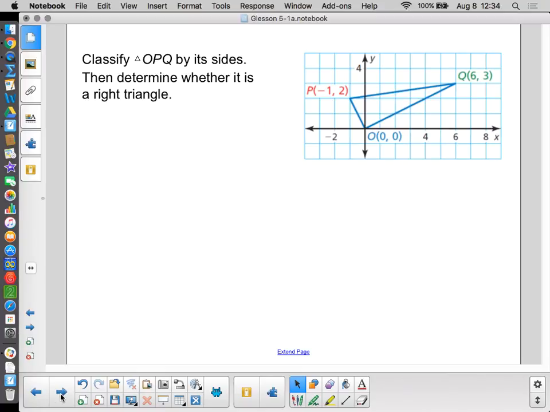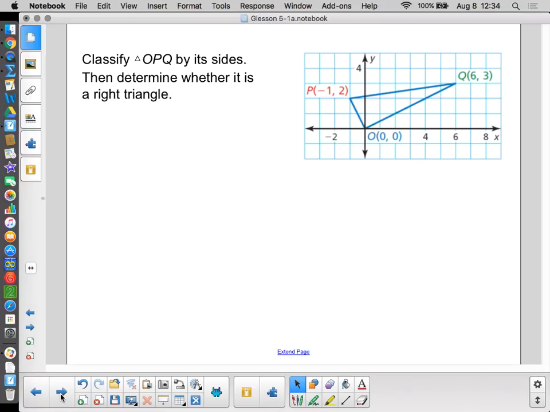This is the last example for the day, but it is probably the most complex. It says, okay, let's take a look at this, and let's classify what kind of triangle this is. Let's prove what kind of triangle it is. Is it a right triangle or not? Is it scalene? Is it equilateral? Is it isosceles? Clearly, we can see that it is not equilateral. I think that's pretty obvious.